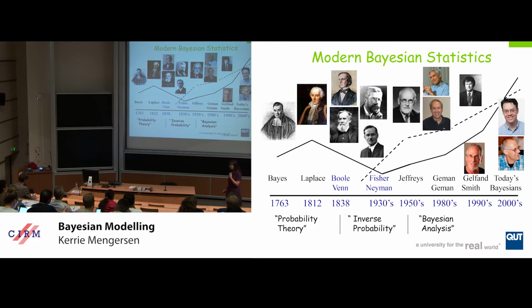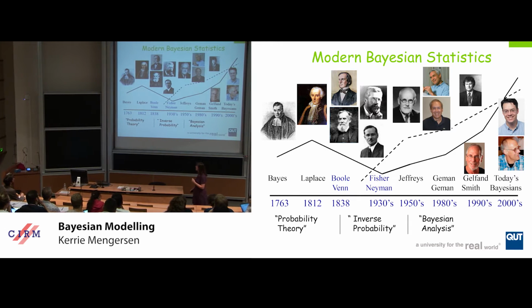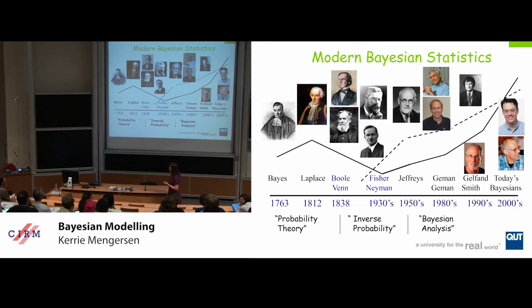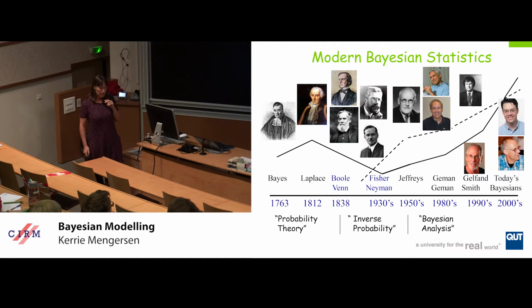So my potted history of Bayesian statistics looks like this. Start with Bayes in 1763, and really the way that Bayesian statistics was thought about then, or any statistics really, was in probability theory. So it was called probability theory. Bayes and Laplace independently came up with the construct for this.